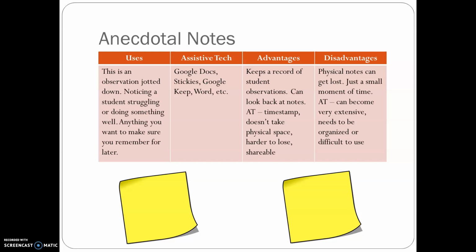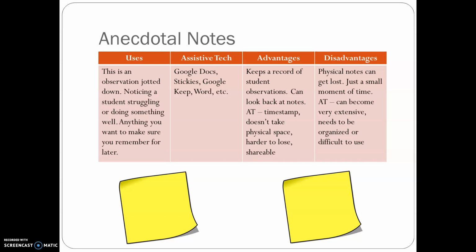Some assistive technologies that we can use are stickies for the computer, Google Keep, Word, Google Docs. There's a plethora of options out there. Some of these options are very beneficial for you because they can have their own personal timestamp, so you know exactly the time and the date of when that happened. It doesn't take up any physical space, so you're not going to lose these little slips of paper or actual physical sticky notes that you may have in your classroom.